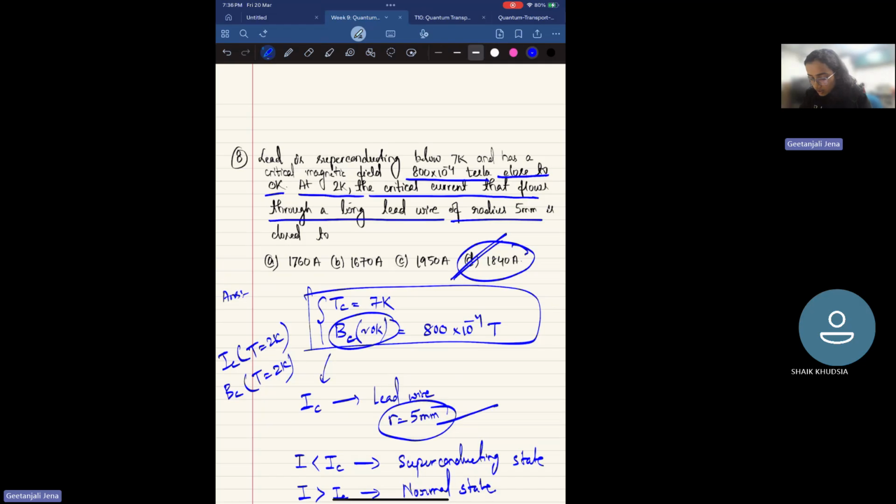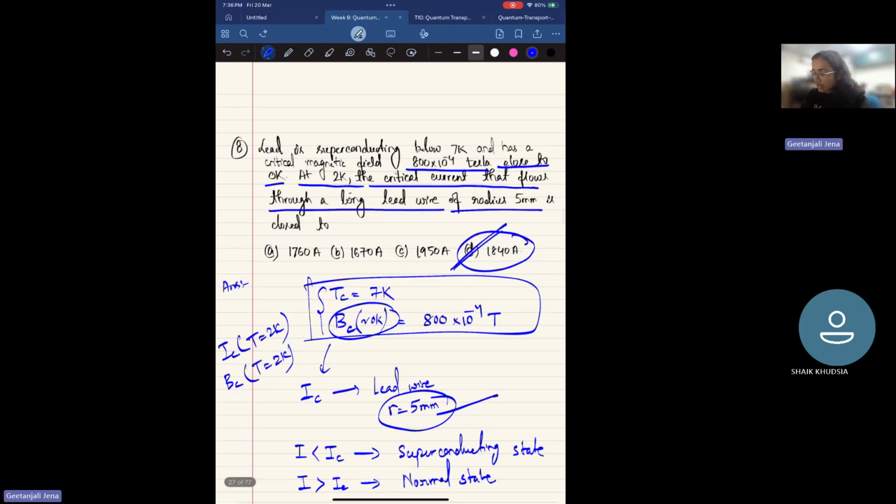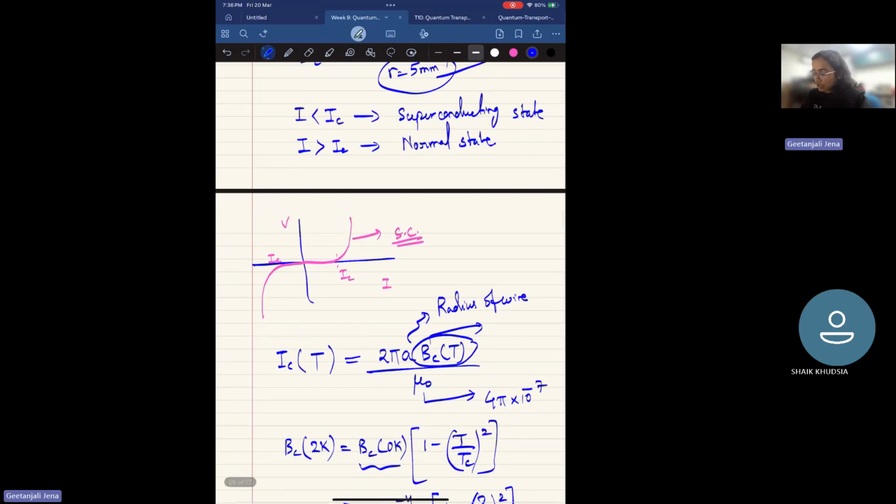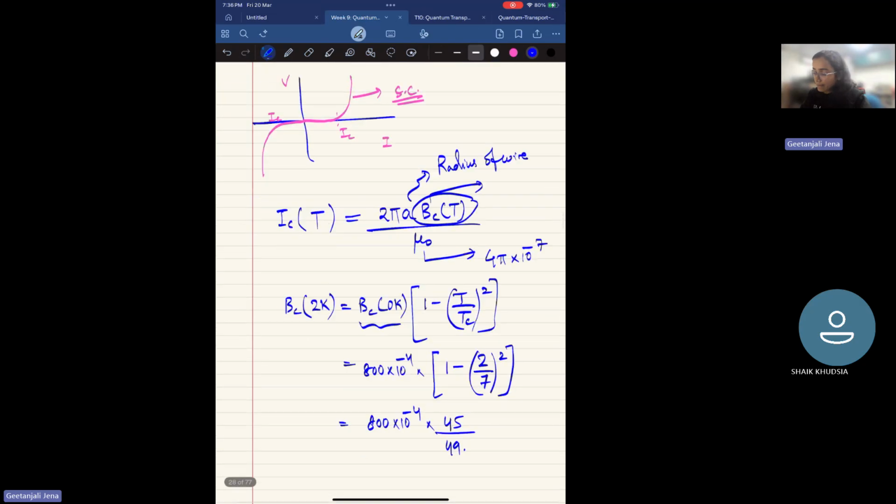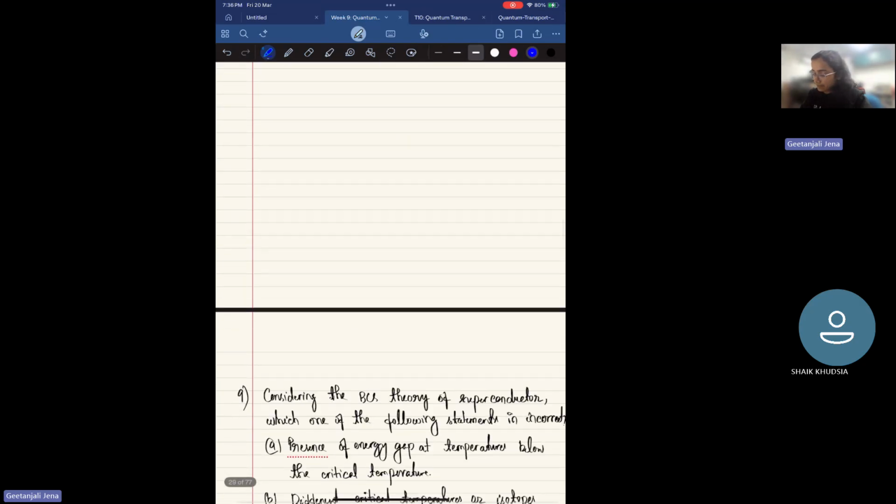So is this question clear? There are many concepts that you can use to calculate the field and the current.